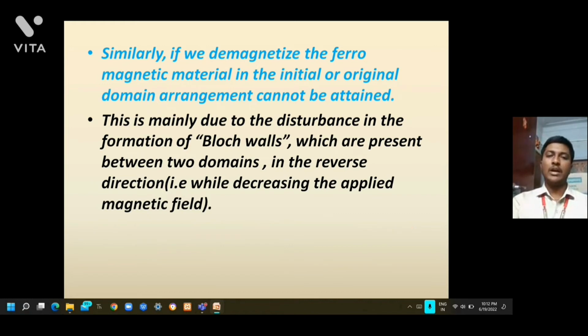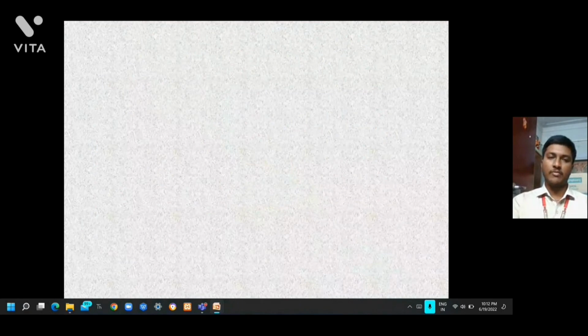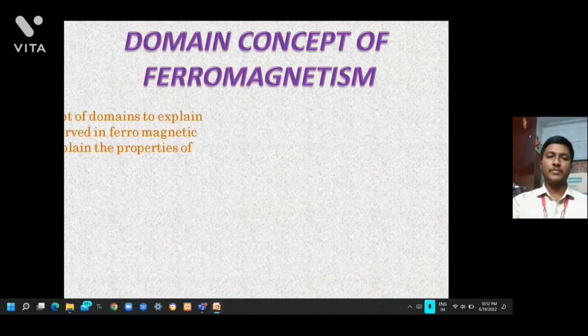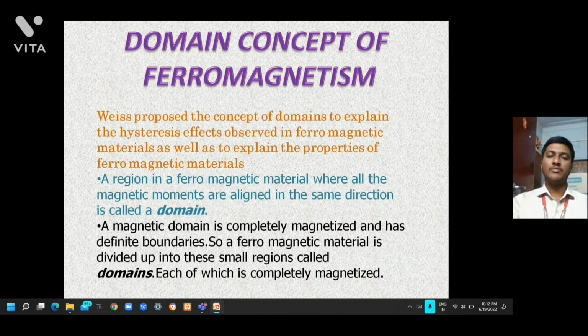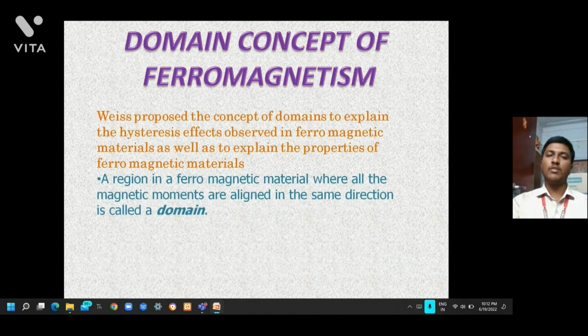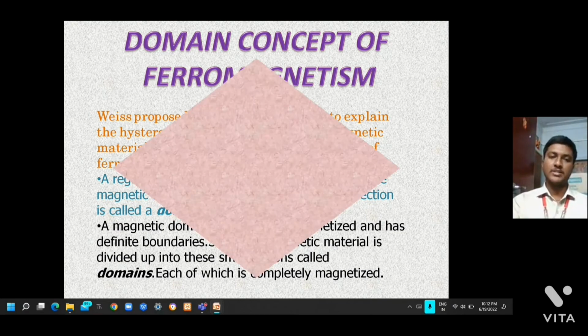Okay, now I'll explain briefly about it. First, domain concept of ferromagnetism. We propose the concept of domains to explain hysteresis and properties of ferromagnetic materials. The region in a ferromagnetic material where all the magnetic moments are aligned is called a domain. Magnetic domains: a ferromagnet is divided into small regions called domains, each of which is completely magnetized.